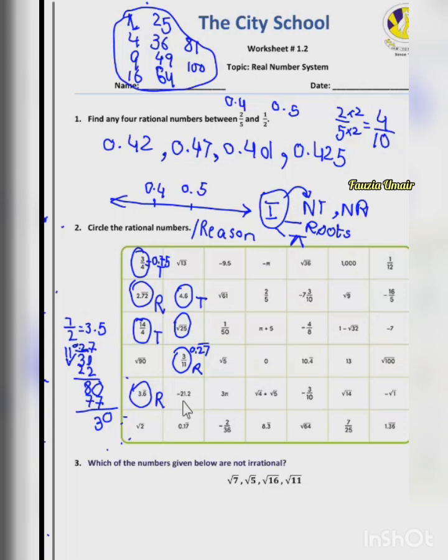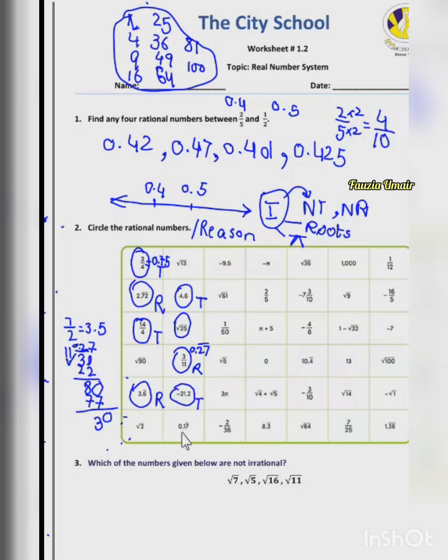All right. So who can tell me about the next number? Minus 21.2. It's a terminating decimal. Sign does not matter, so don't get confused. There is a negative sign, but it's still a terminating decimal.